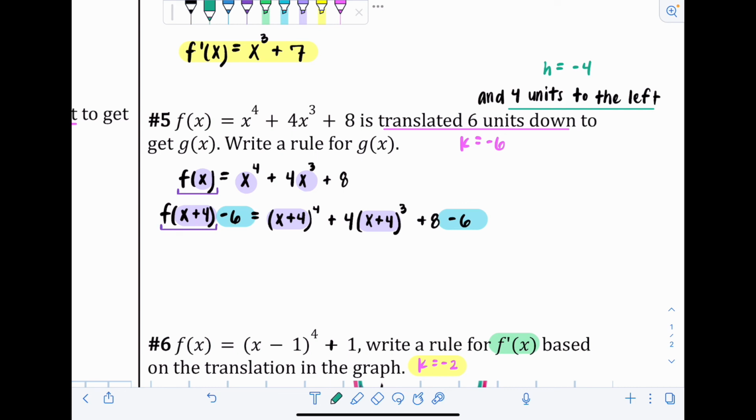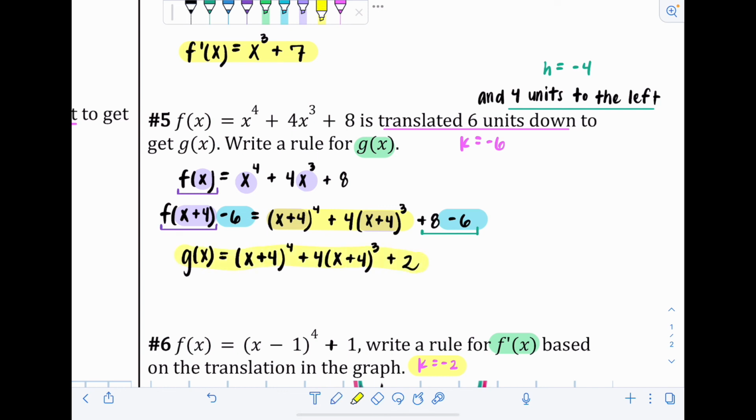And now we can go ahead and combine like terms. We can combine the 8 and the negative 6. We're supposed to name our final function g of x. So g of x equals, and then everything else copies down. We just combine like terms at the end. We don't need to multiply all those out or anything like that. So x plus 4 to the 4th power plus 4 times x plus 4 to the 3rd power, and then plus 8 minus 6, so plus 2. So g of x is equal to x plus 4 to the 4th plus 4 times x plus 4 to the 3rd, and then plus 2 at the end.